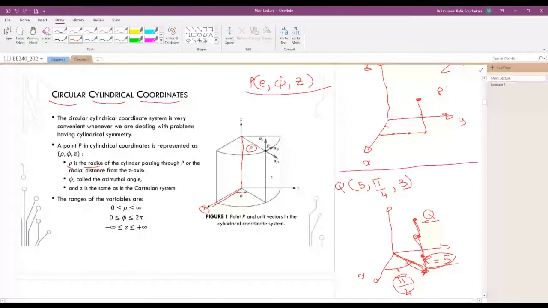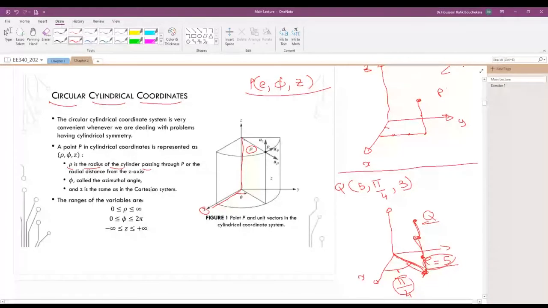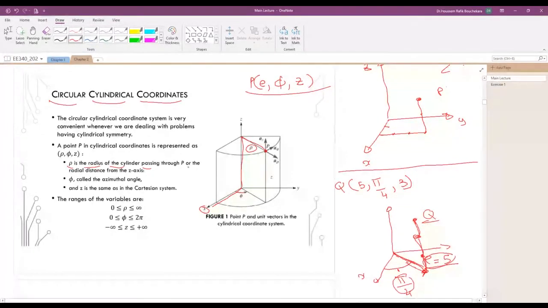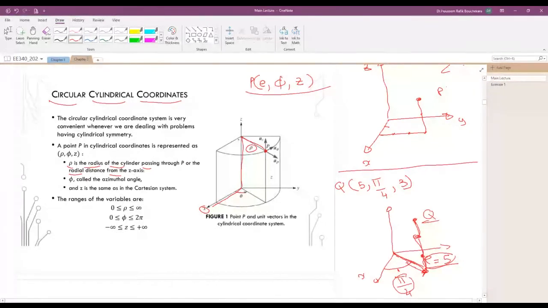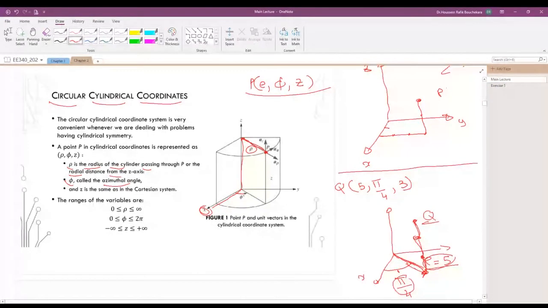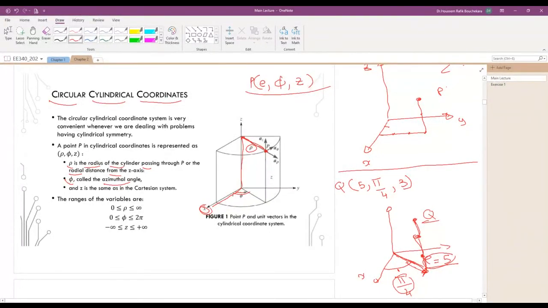We said rho is the radius of the cylinder passing through P. This is the radius of the cylinder passing through P, or the radial distance from the z axis. Phi is called the azimuthal angle. It is defined with respect to x. This is phi, the azimuthal angle. And z is the same as in the Cartesian system. This is z.